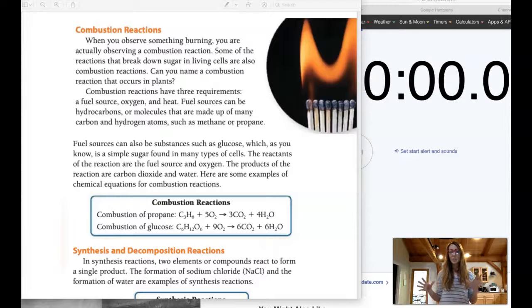So for combustion reactions, if we look at our page here from our textbook, we need to remember a couple things. You have to have a fuel source, you have to have oxygen, and you have to have heat. And the products of a combustion reaction are always carbon dioxide and water.